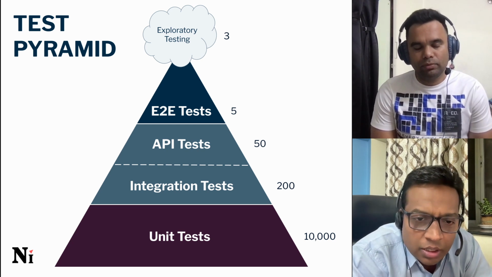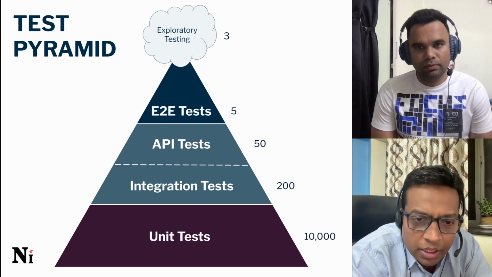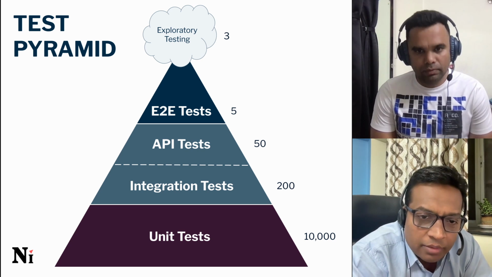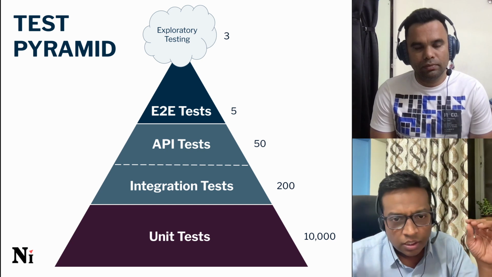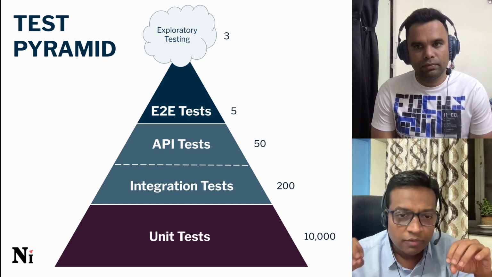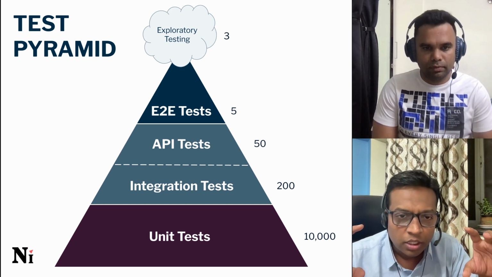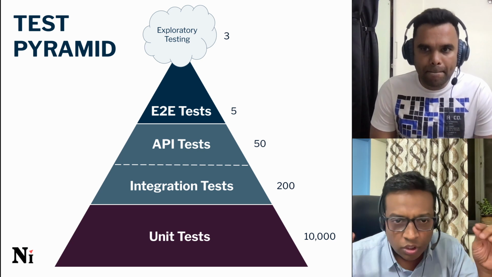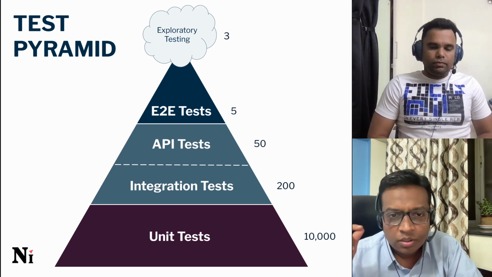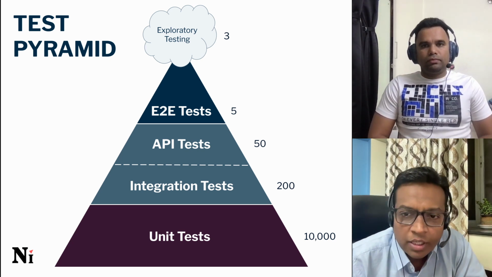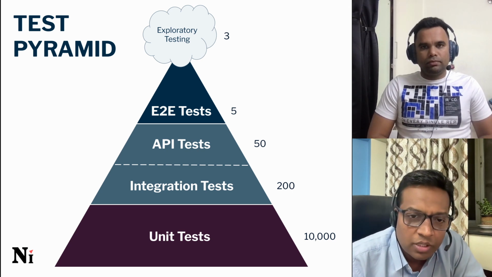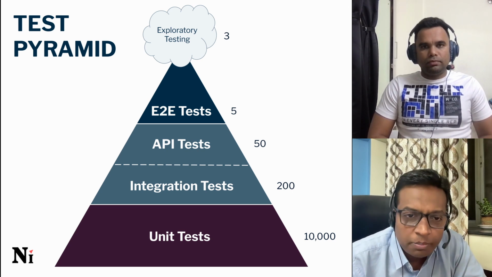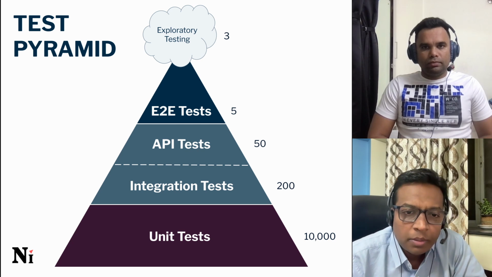So unit tests would typically be in thousands, and so you want lots of these unit tests. Then you want a few, relatively to unit tests, you want a few integration tests. Then you want even fewer API tests, and you want just a handful of end-to-end tests, and a handful of effort spent on exploratory testing. So that's the idea of the shape of this pyramid.